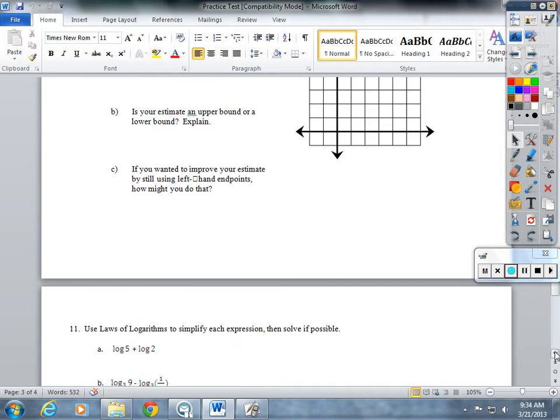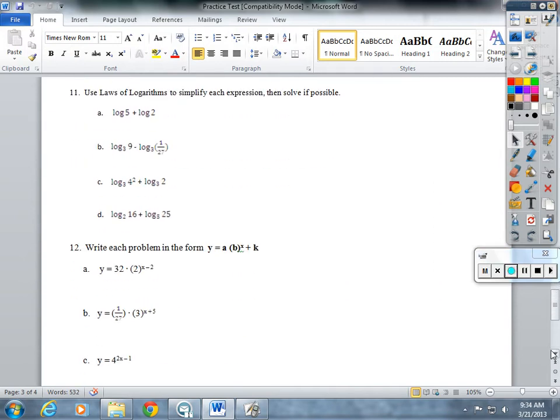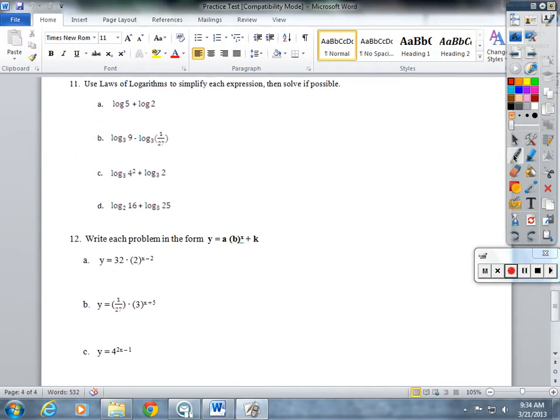Let's see, some laws of logarithms. It's always a good topic to know. So laws of logarithms: simplify each expression and solve if possible. Here, these logs don't have a defined base, so we'll assume the base is 10. If we're adding those logs together, that means we can multiply. 5 times 2 is 10. Log base 10 of 10, so 10 to what power gives you 10 is 1.